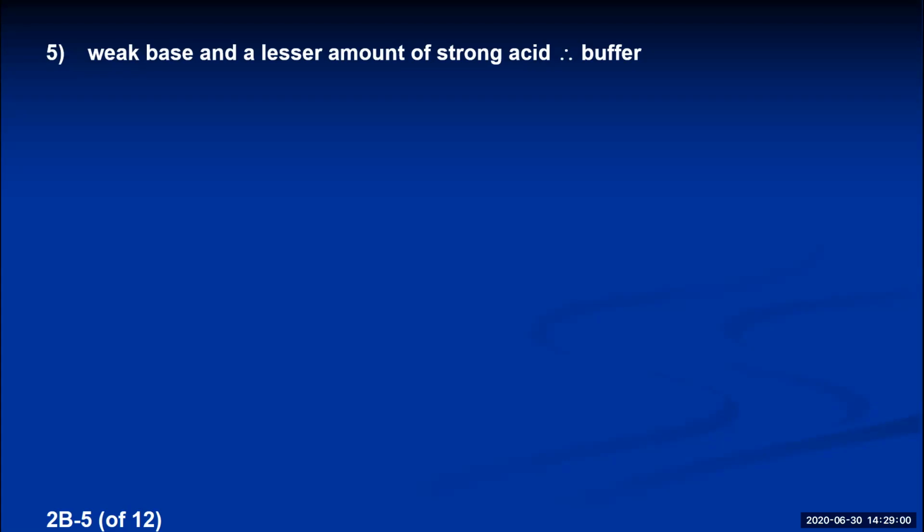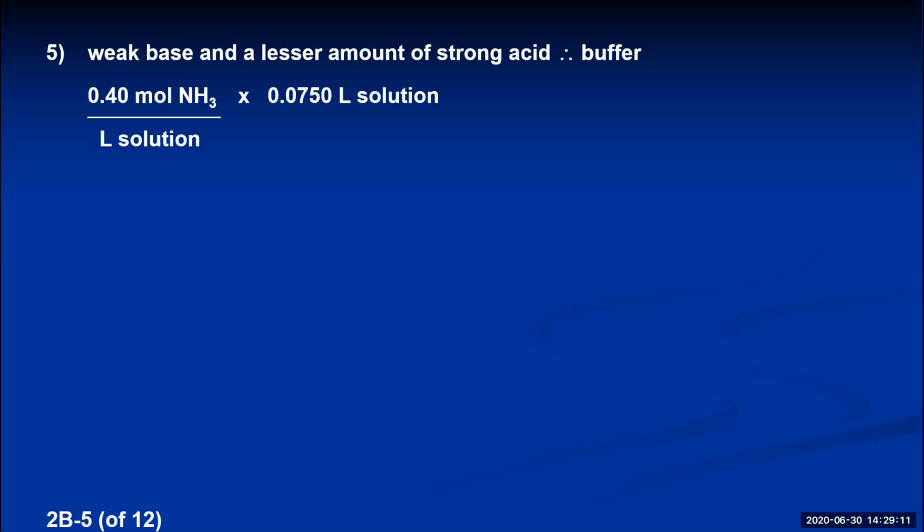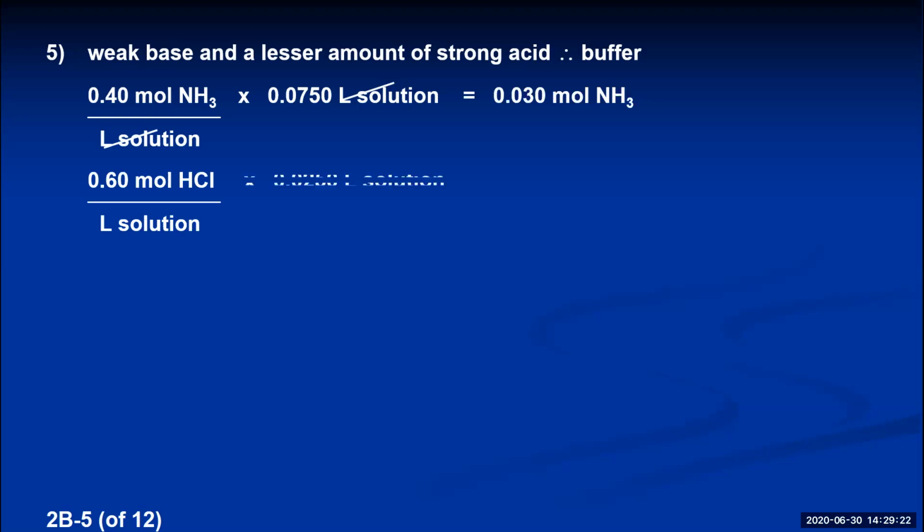To calculate the actual pH of this buffer, we'll calculate the moles of each of the components. Again, second problem in a row, we have 0.40 molar of ammonia, 75 milliliters of it, so multiply by 0.0750 liters, and this gives us 0.030 moles of ammonia. In this case, we have 0.60 molar hydrochloric acid, so 0.60 moles per liter, multiplied by its volume of 0.0250 liters gives us 0.015 moles of HCl, which is a strong acid, so it 100% ionizes, producing 0.015 moles of hydronium ions.